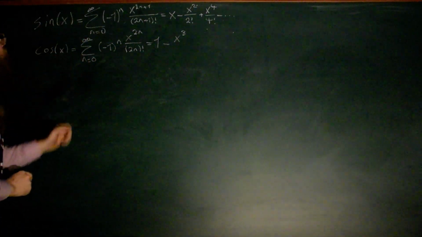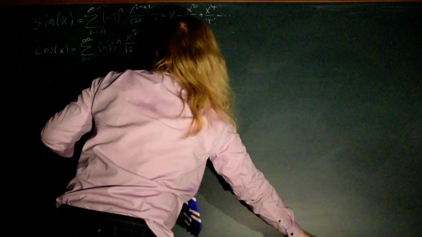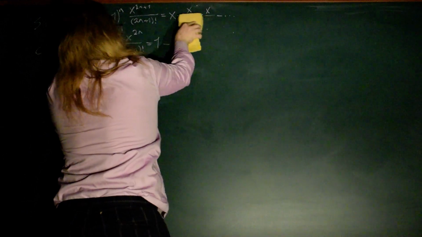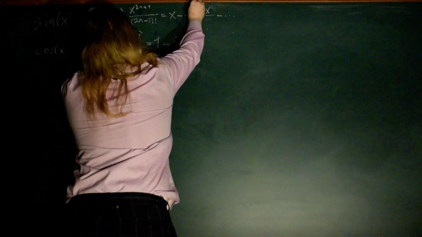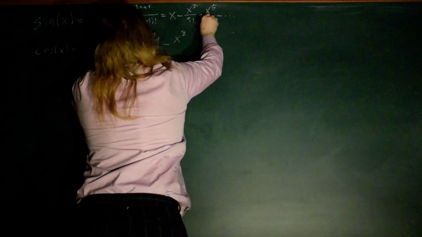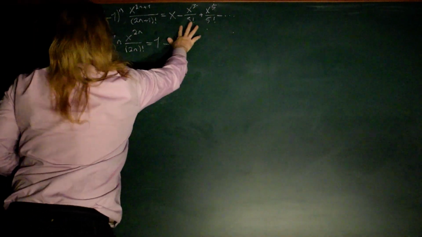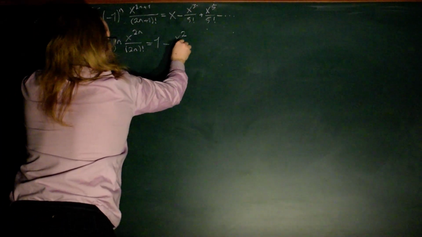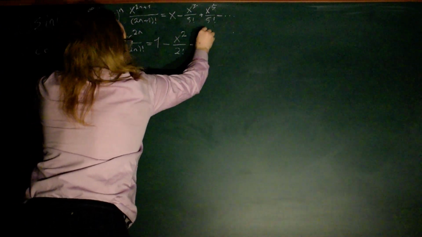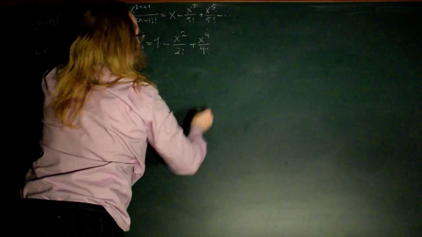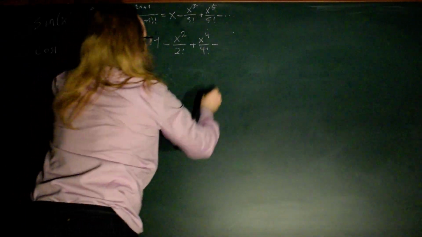Sorry about that. These are, of course, the odd powers. This is going to be to the 3rd and 3 factorial, 5 and 5 factorial. There we go. And now the cosine is going to be the even powers. And this makes sense because cosine is an even function and the sine is an odd function.